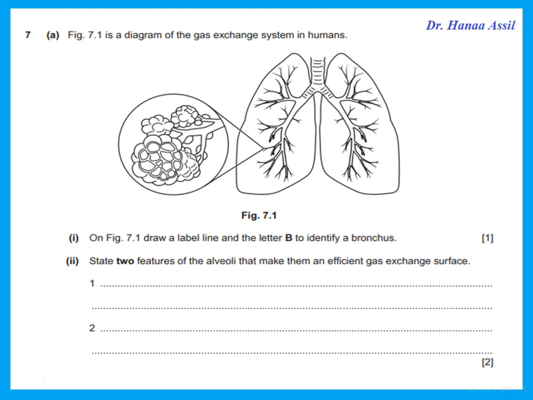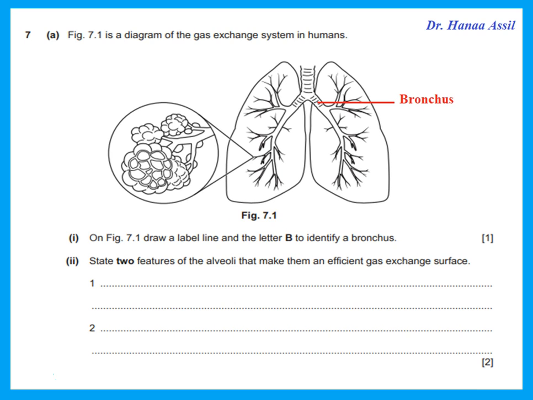Figure 7.1 is a diagram of the gas exchange system in humans. On the figure, draw a label line and the letter B to identify a bronchus. Where is the bronchus? Remember, one is called bronchus, the plural is bronchi, and these are the two branches that come out of the trachea. So the bronchus is any one of the two branches that come out of the trachea.